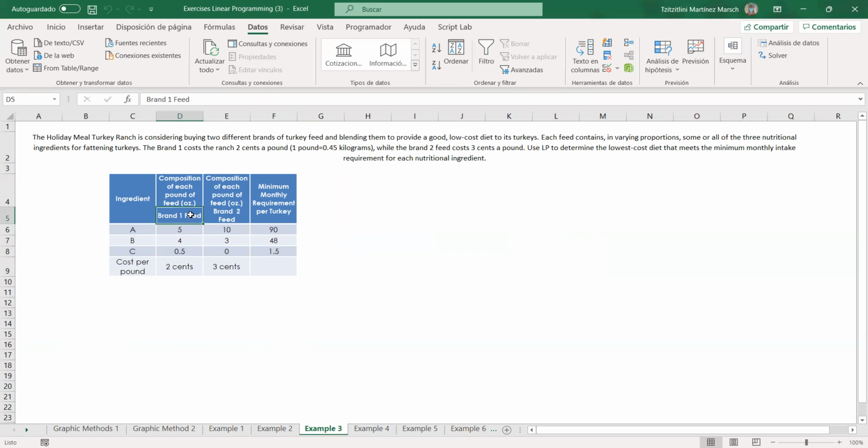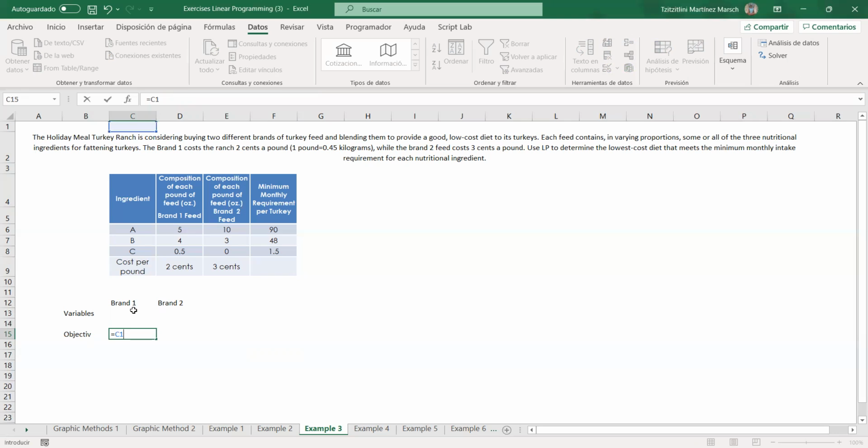For lowest cost, we're going to be minimizing. That means that it meets the minimum monthly intake requirements. So here we have it: for ingredient 1, we need at least 90. For B, we need 48, and for C, we need 150. So again, we make our decisions. Our decisions, our variables, are going to be brand 1 and brand 2.